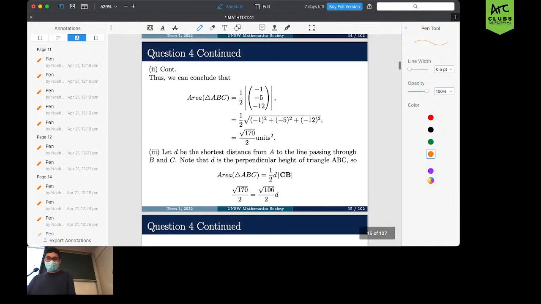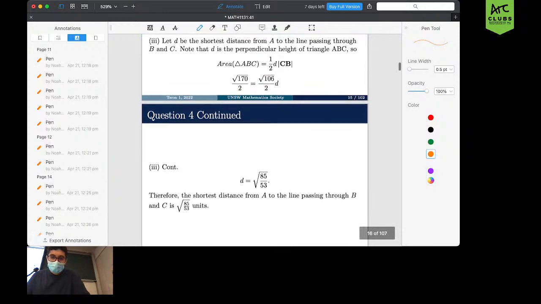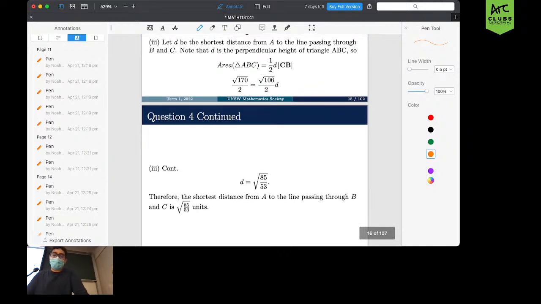So we have the area of the triangle, which we found in part 2, root 170 all on 2, equals half times D, the perpendicular height, times the base, root 106. So we get root 170 on 2 equals root 106 on 2 times D, and we can rearrange for D to get D is equal to the square root of 85 on 53.